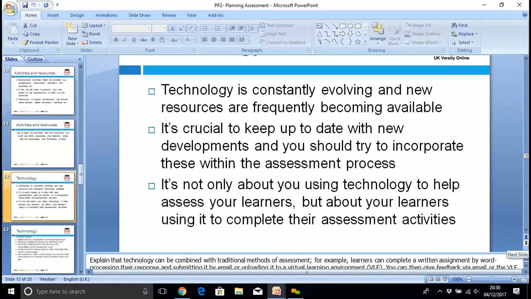Yeah, technology is constantly evolving. New resources are frequently becoming available. It's crucial to keep up to date with new developments, and you should try to incorporate these.